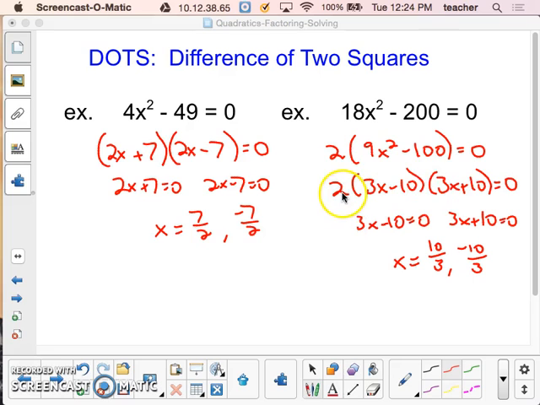Notice that that 2 had no effect on my solutions. The only time your GCF will affect your solutions is if there's an x with it. And if that was the case, there would be another solution where this would be set equal to 0.